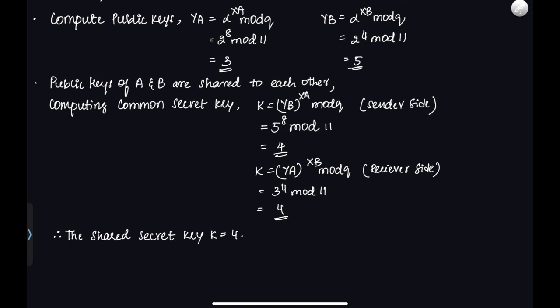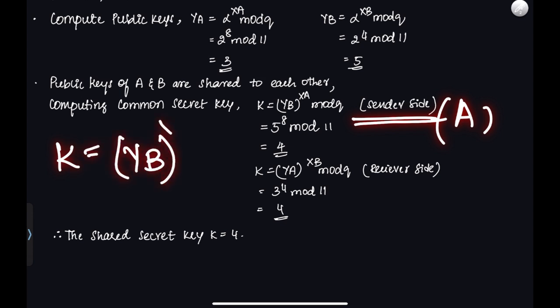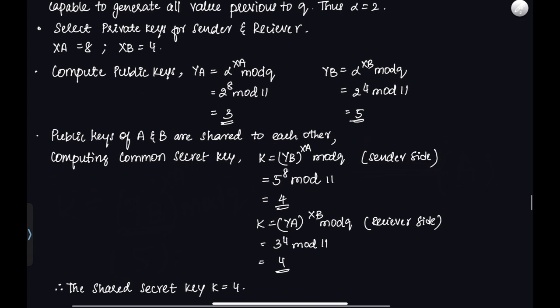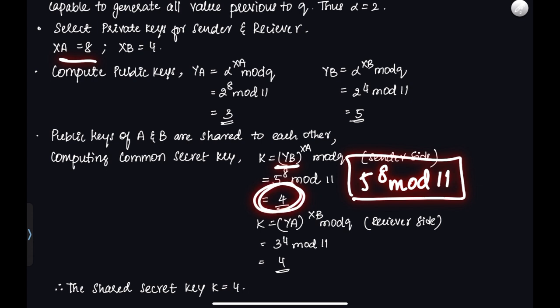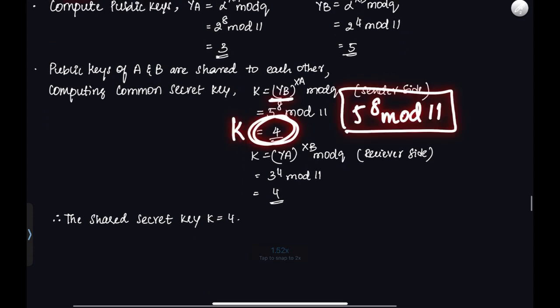After that, they'll calculate the k value. From a's side, he'll calculate. So k is equal to, he'll take b's public key first, power his private key, mod q. So yb is 5 and xa is 8. So 5 power 8 mod 11. When we solve this, we get the value as 4. So the k value is equal to 4 here.